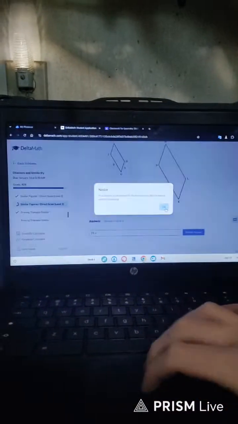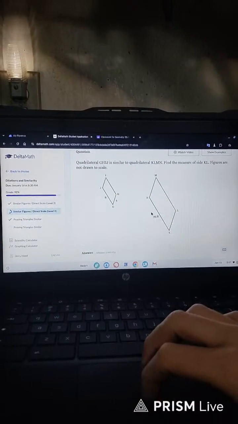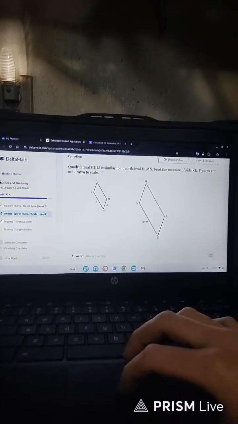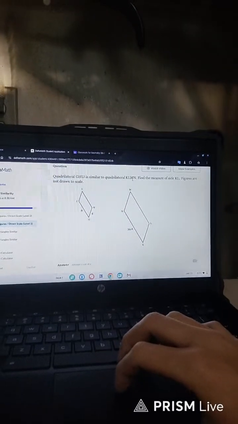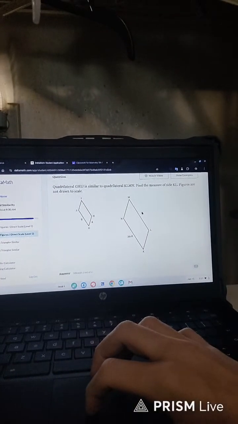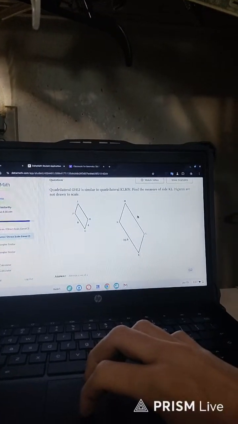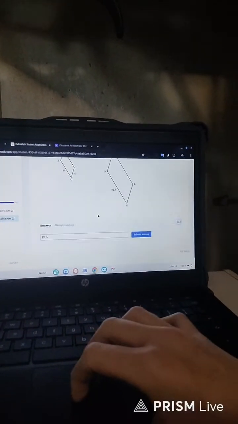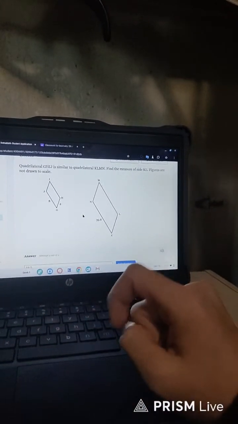This one's easy. No. Haha. J, so GJ, NK. Oh. So is it going to be IH? Yeah, it's going to be IH. But this is still supposed to be correct. Oh, KL. I'm stupid. Wait, that's the correct angle.